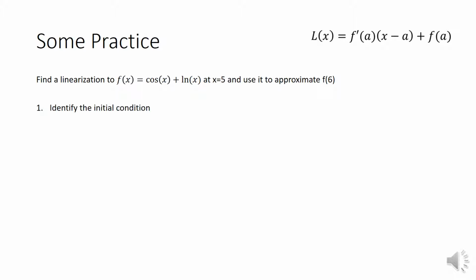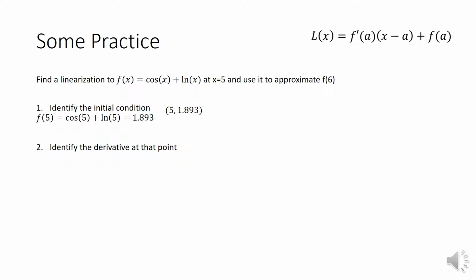So the first thing we need to do is identify the initial condition. In this case, we're given the x value, we're not given the y value, but we are given the function f of x, so we can easily just plug in 5 into cosine of x plus natural log of x to get our value. And in this case, we will need a calculator, so I did that math. So you get the initial condition, an x value of 5 and a y value of 1.893.